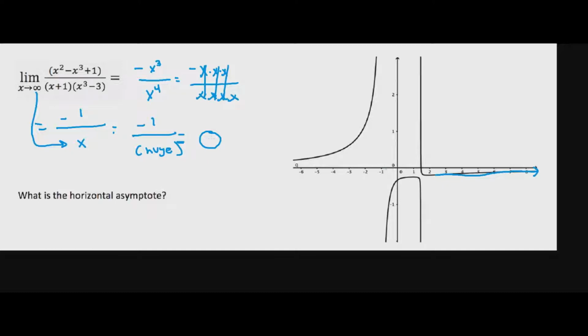So this is 0, and you can see it on the graph. What is the horizontal asymptote? The horizontal asymptote is y equals 0. The horizontal asymptote is right over here.